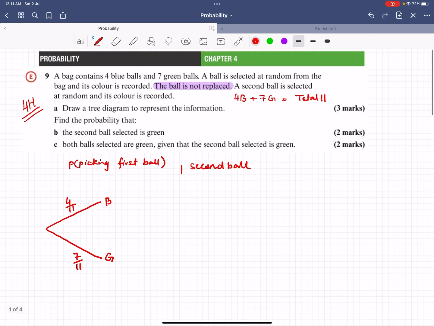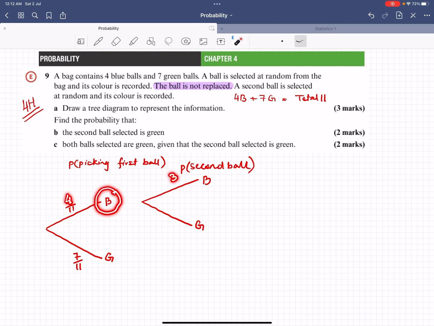the probability of picking up the second ball. So again, we have two options: picking up a blue ball or a green ball. So if in the first case we had picked up a blue, since we are not replacing it back, the number of blue balls is reduced by 1. Initially it was 4, now the number of blue balls becomes 3. And since we are not putting back, the total also reduces by 1. So this is 3 by 10.